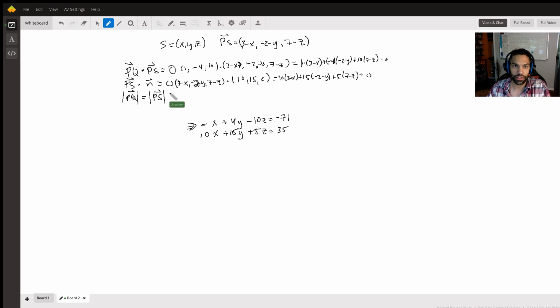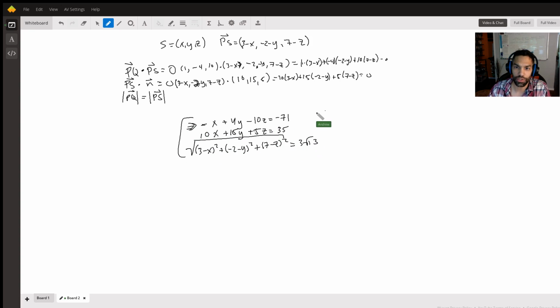And then lastly, this one here, we've already figured that out, and that is the square root of 3 minus x squared plus negative 2 minus y squared plus 7 minus z squared. That's all under the square root, and that equals 3 times the square root of 13.